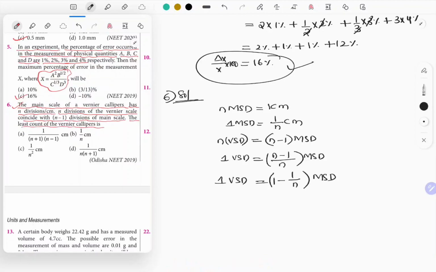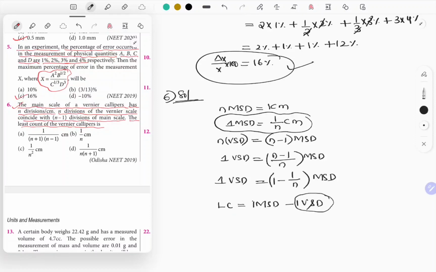Okay, we know the formula for least count. Least count is equal to 1 MSD minus 1 VSD. I already know that 1 MSD is equal to 1 by n centimeter. What about 1 VSD? 1 VSD is equal to 1 minus 1 by n MSD. Let me substitute that.